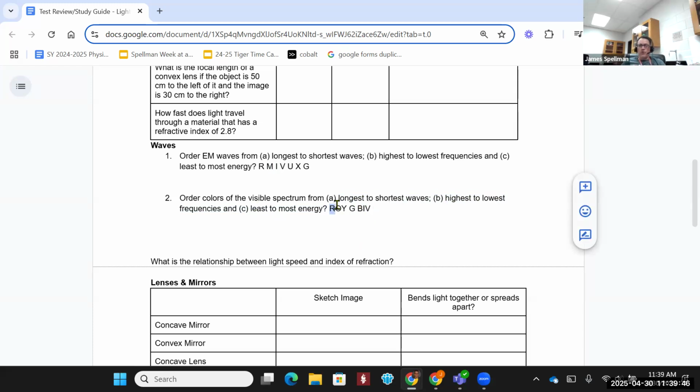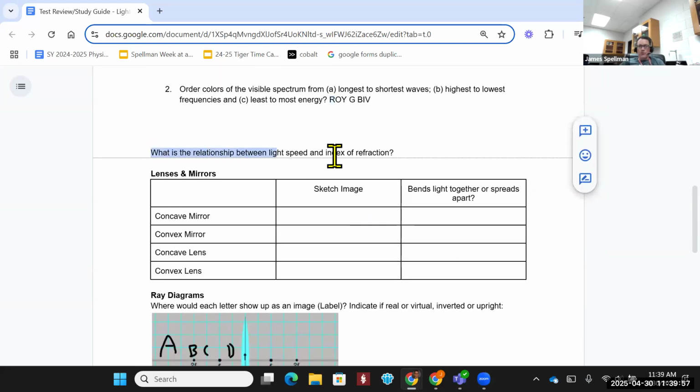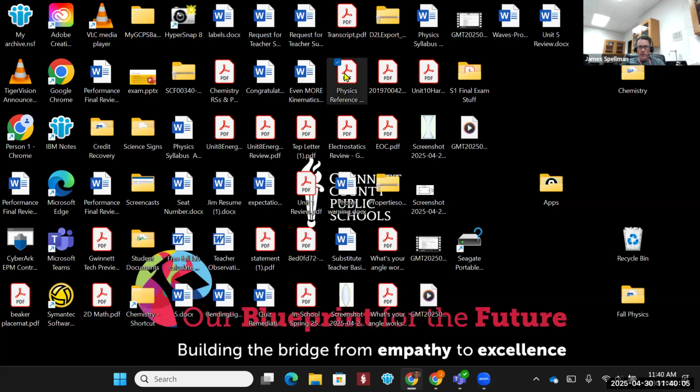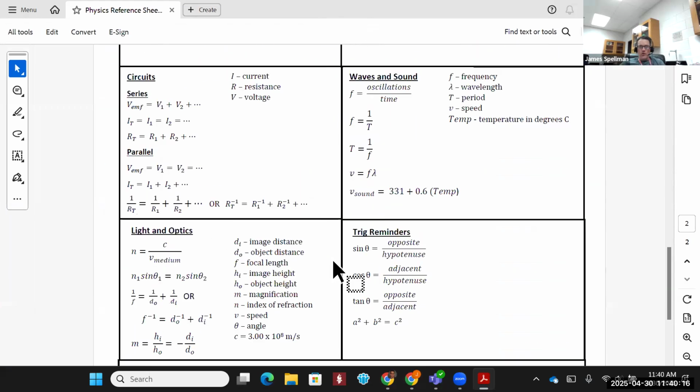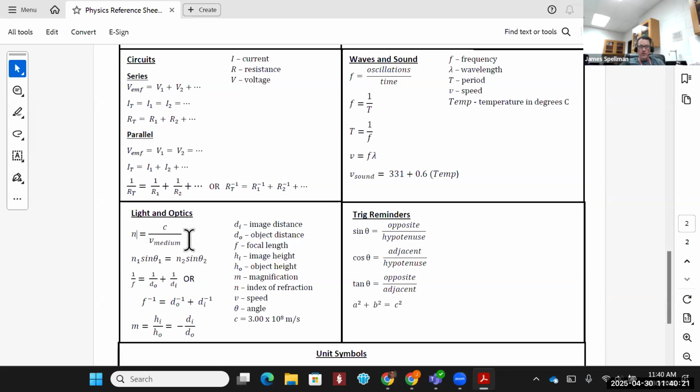So again, there's a couple of things going on here. One is understanding the order of these things, and the second part of it is understanding wavelengths, frequencies, and energy, and the relationships thereof. You got this question here: what's the relationship between light speed and the index of refraction? I meant to have my reference sheet up for this, because it's really just a question about the formula that we have with index of refraction and speed in it. The relationship between index of refraction and the speed of light is an inverse relationship that we've seen before.